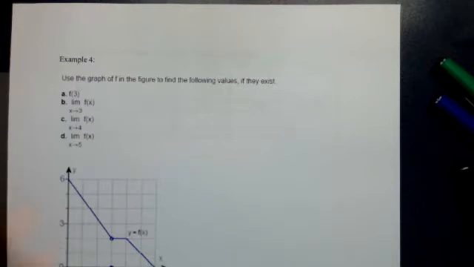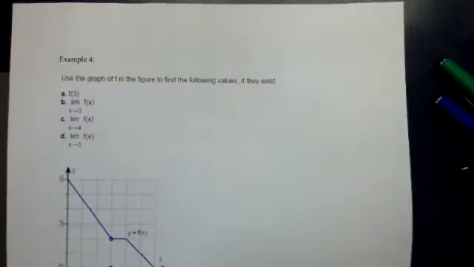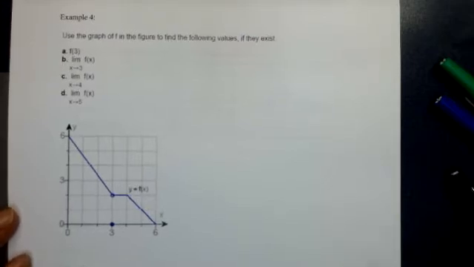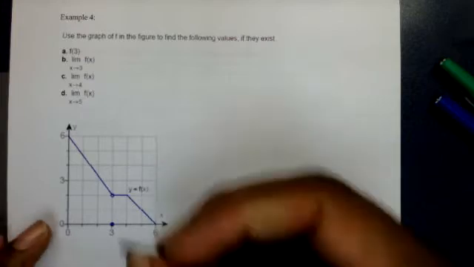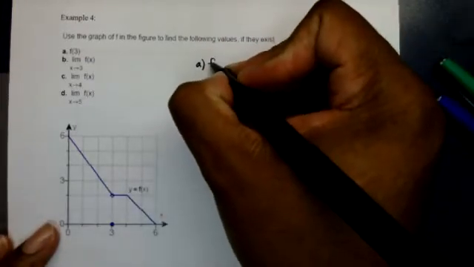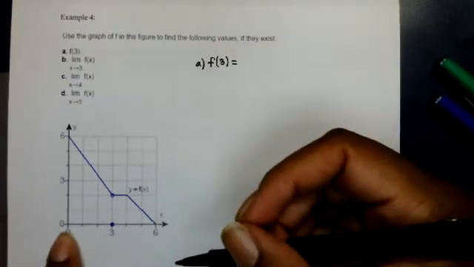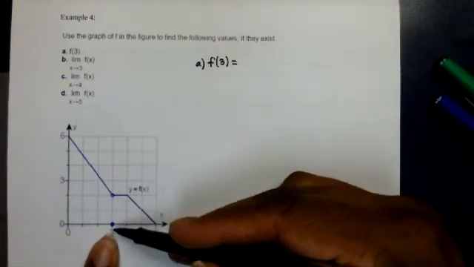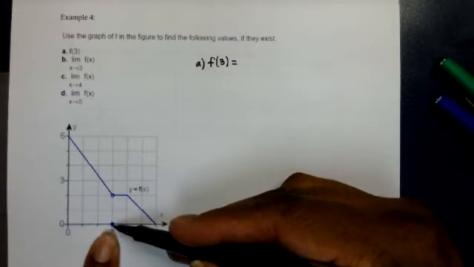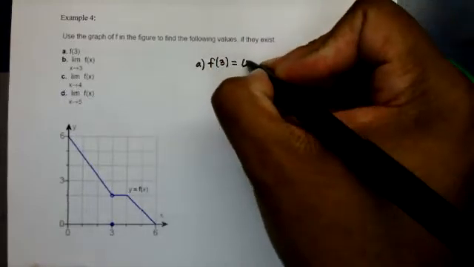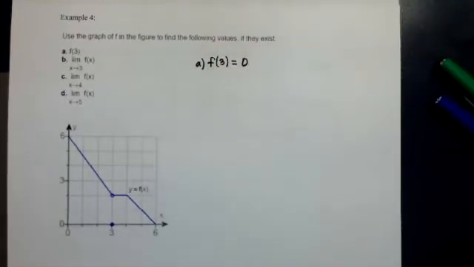Let's look at one more of these from a graph. In this case here, we're going to use this graph of f in the figure to find the following values if they exist. So like in part A, let's find out what f of 3 is going to be equal to. F of 3. Well, at x equals 3, there is a point there, and it's on the x-axis. So the y value for that would have to be 0. So f of 3 is 0.